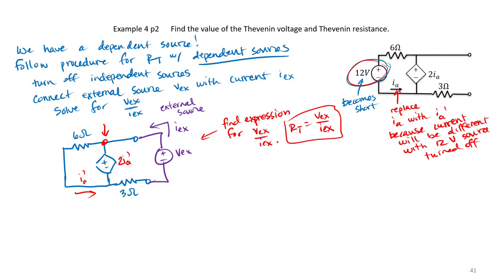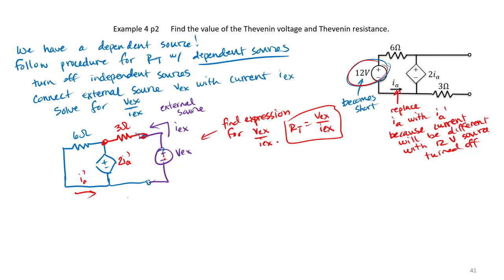There's one other thing we can do to make our lives a little easier. Notice the 3 ohm resistor is in series with VEX. So I can actually move my 3 ohm resistor to the top part of this circuit because VEX and 3 ohm, they're in series with each other. The current has to pass through both of them. So it is legal. I can reverse the order and have no effect on my circuit.